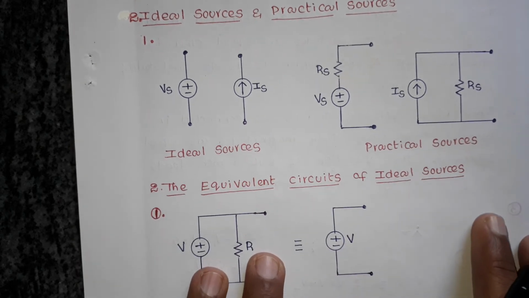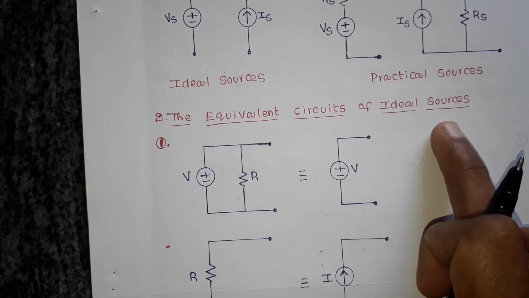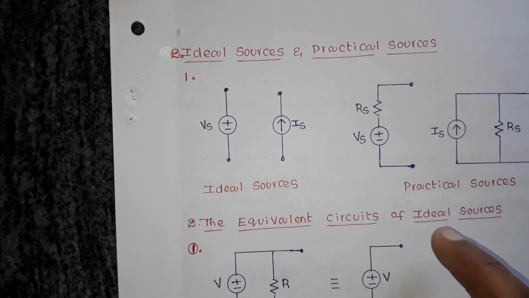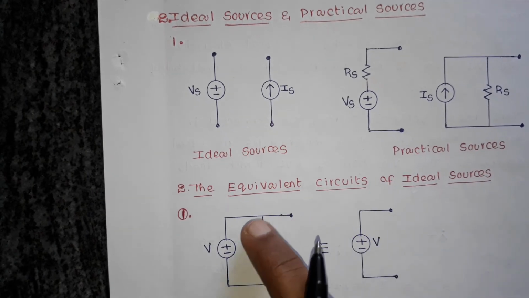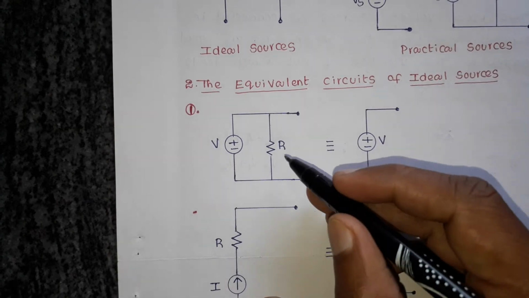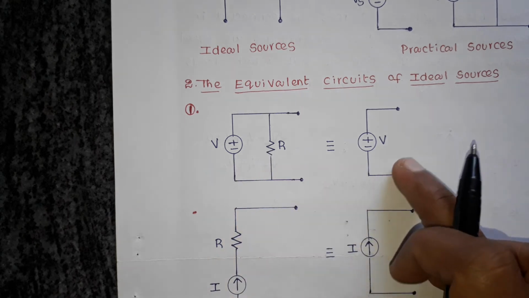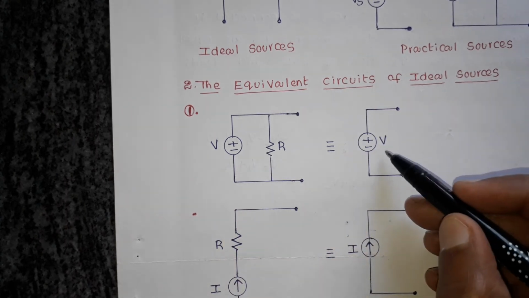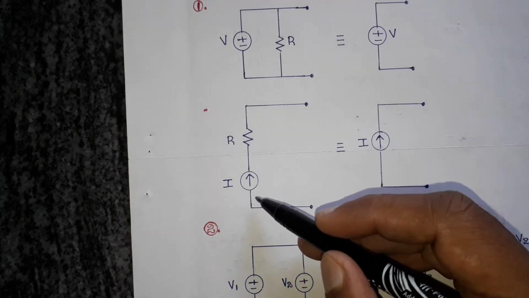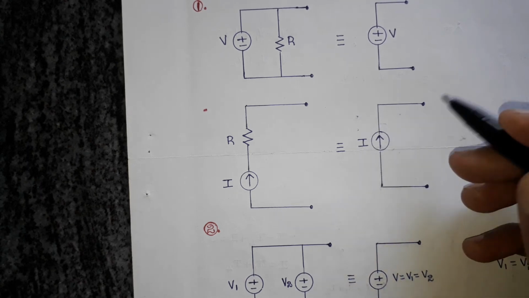So here are the equivalent circuits of ideal sources. These are the ideal voltage source and ideal current source. We have to understand the equivalent circuits of ideal sources. When a resistor is connected in parallel with the ideal voltage source, that is equivalent to the ideal voltage source itself. Similarly, when a resistor is connected in series with the ideal current source, that is equivalent to the ideal current source itself.